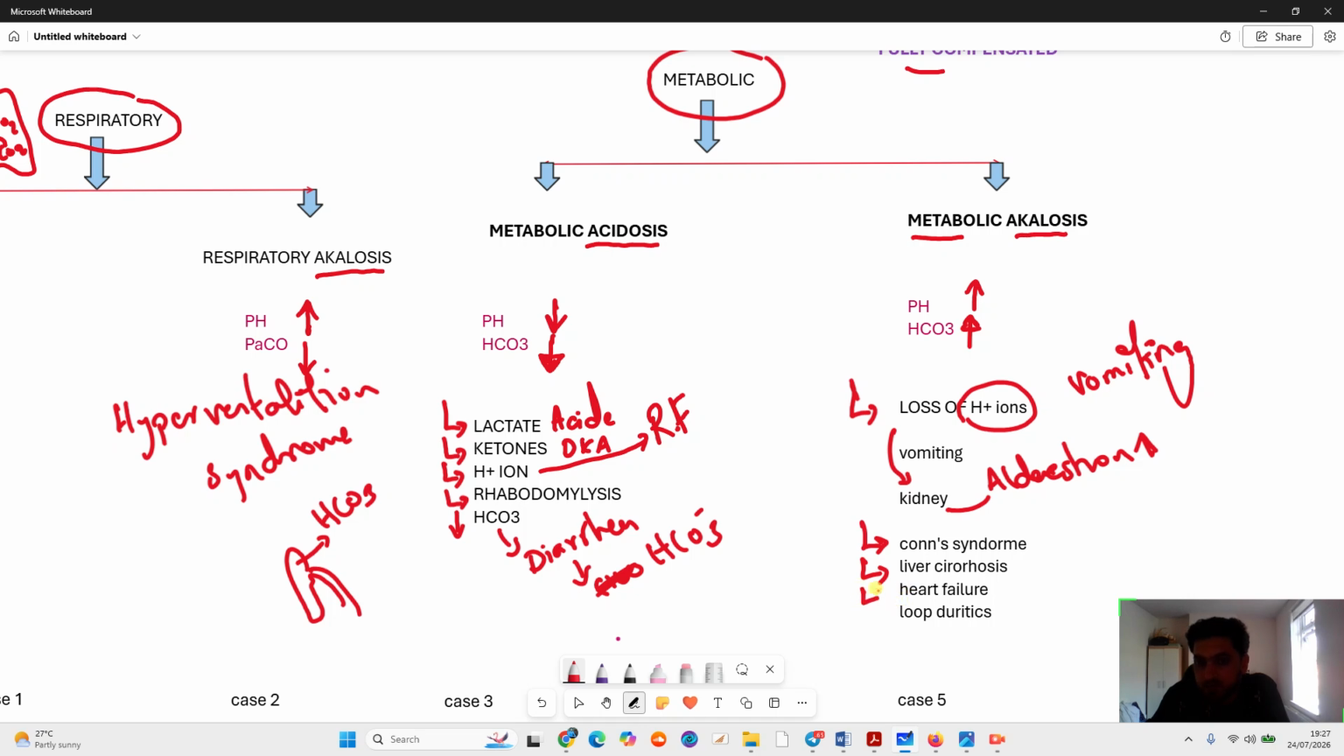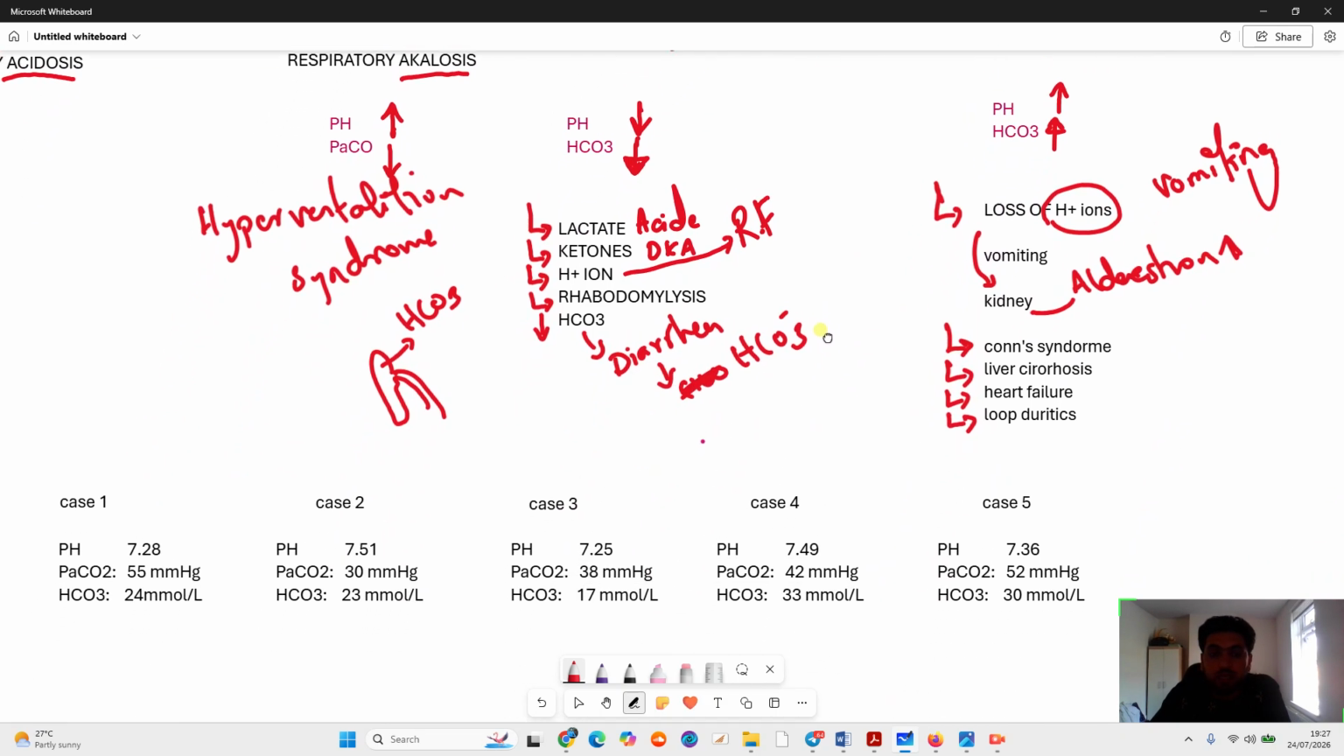Liver cirrhosis may be a cause of metabolic alkalosis. Heart failure may be a cause of metabolic alkalosis. Loop diuretics may be a cause of metabolic alkalosis. In all of these conditions, more aldosterone will be produced and the kidney will excrete more hydrogen.